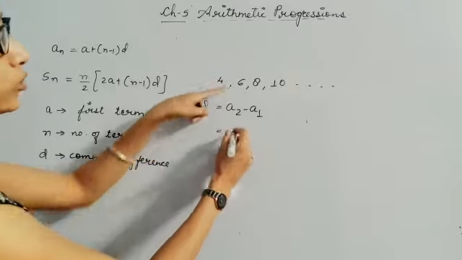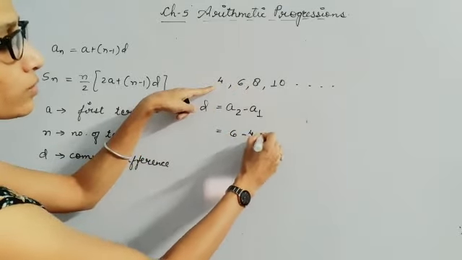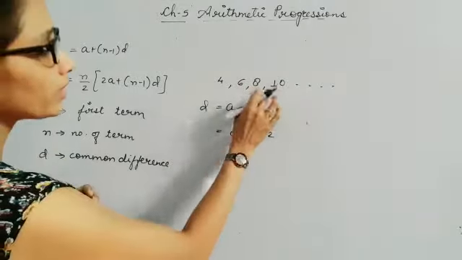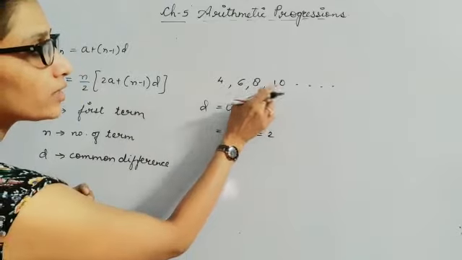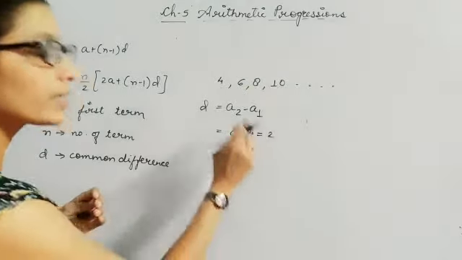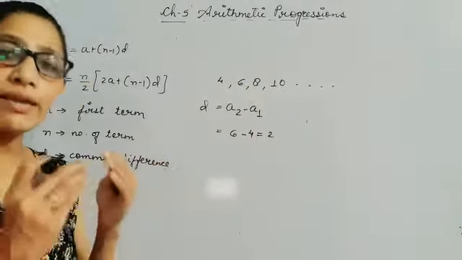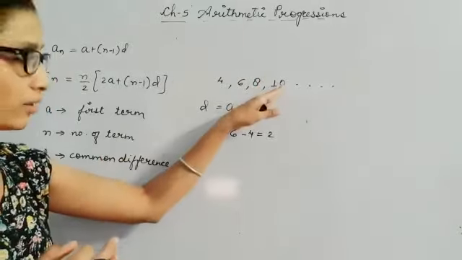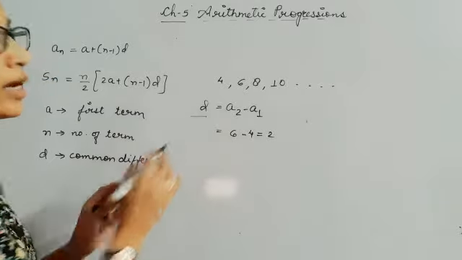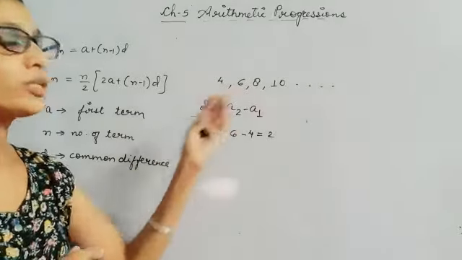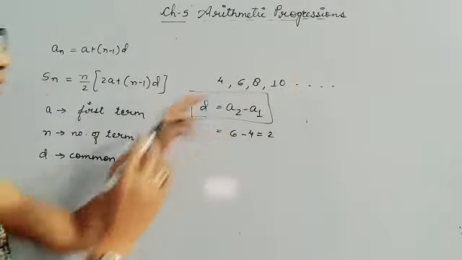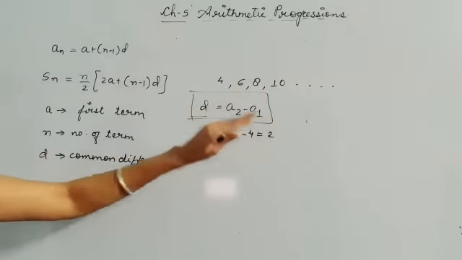So here my a2 is given to me as 6, a1 is given to me as 4. So this is d. Now if I take any two consecutive terms, let's suppose I take these two terms, and I find the difference of these two, successive term minus preceding term, then I should be getting 2. If I am getting the common difference 2 every time, that means the progression given to me is an arithmetic progression. So this is basically how we can find out whether the given progression is an arithmetic progression or not. Whenever you are checking this, you have to always apply this formula.